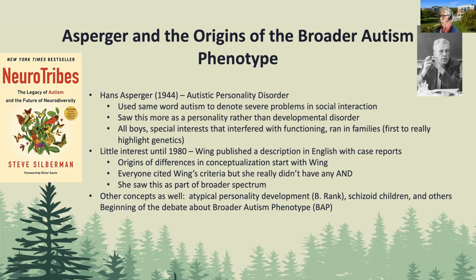All cite Werner Wing as their source of inspiration, and all end up being somewhat different. She saw this clearly as part of the broader autism spectrum. And it's important to note here that there are other concepts as well. Atypical personality development was described in the 1940s by Beata Rank. Schizoid children, other children, Sula Wolf's discussion of loners. This is the beginning of the debate about what's now called the broader autism phenotype. This book, Neurotribes, talks some about the history of this broader phenotype.